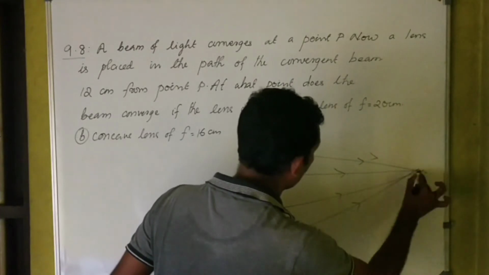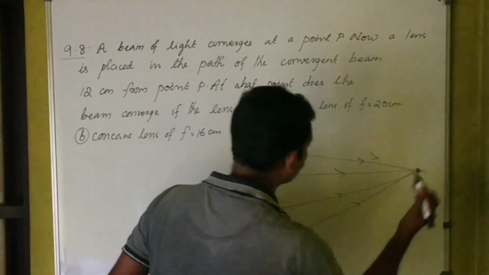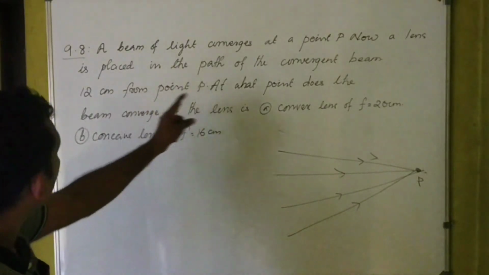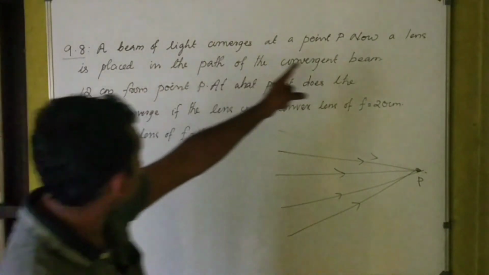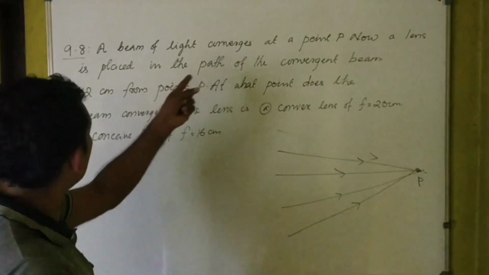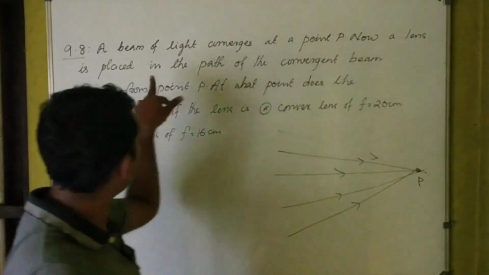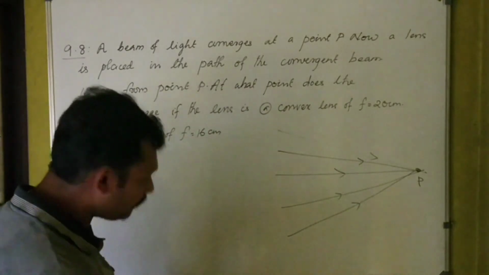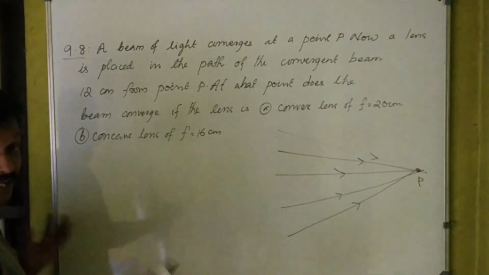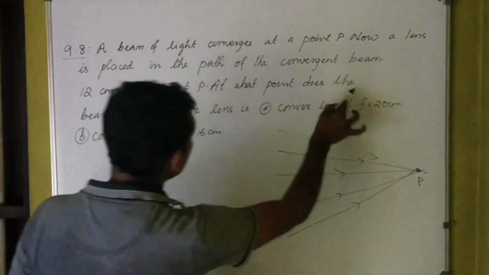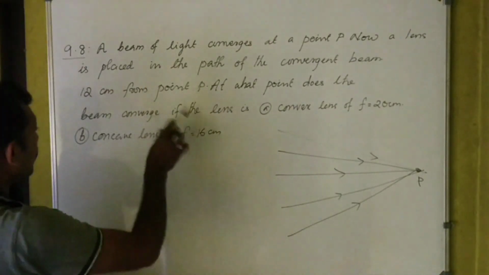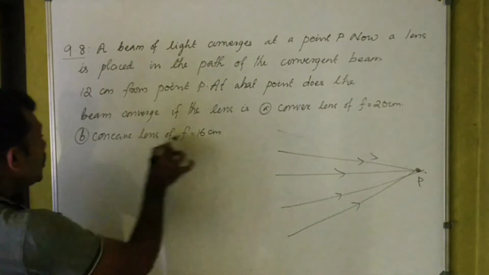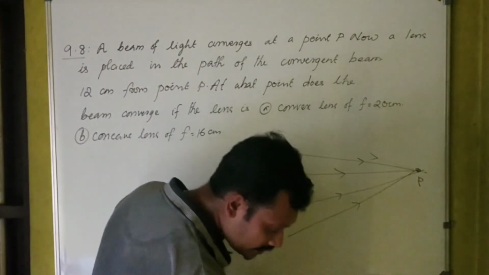Right, so this is the point P. What happens then? A lens is placed in the path of the convergent beam at a distance of 12 centimeter from the point P. Now here you see, at what point does the beam converge if the lens is a convex lens of focal length 20 centimeter and a concave lens of focal length 20 centimeter?